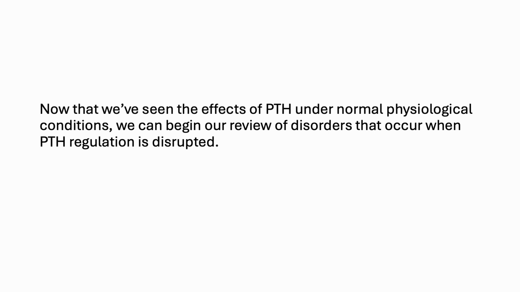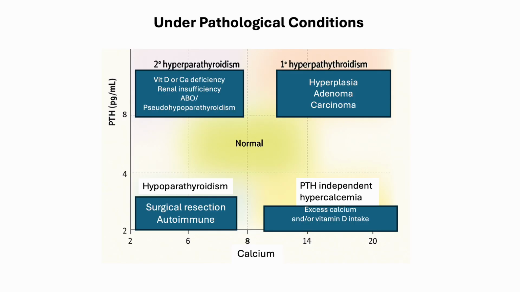And now that we've seen the effects of PTH under normal physiological conditions, we can begin our review of disorders that occur when PTH regulation gets disrupted. So this simple graph here helps illustrate the pathophysiology when PTH is dysregulated. The graph shows PTH on the y-axis and serum calcium on the x-axis. So let's start with the normal range, when both PTH and calcium are in the middle. In this situation, the body's regulatory systems are working perfectly.